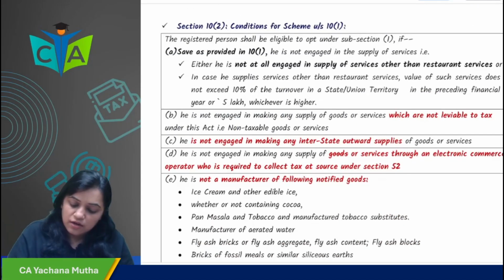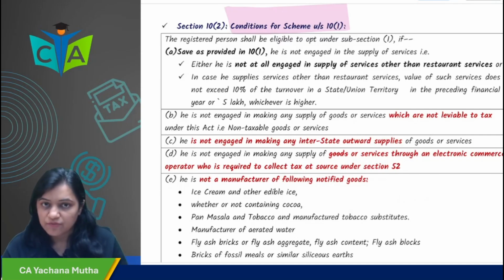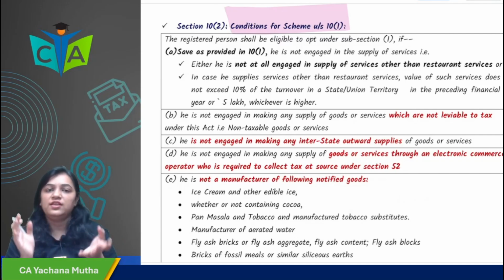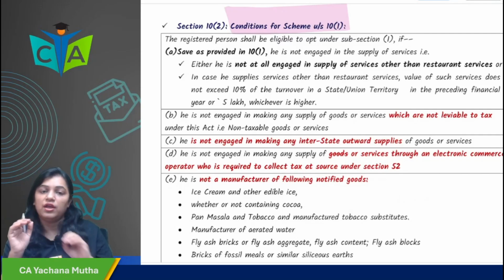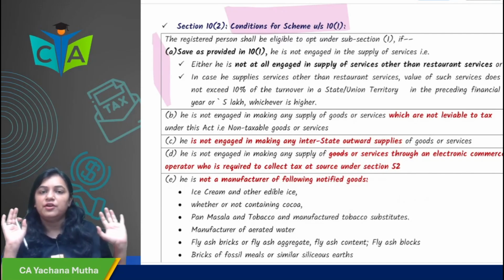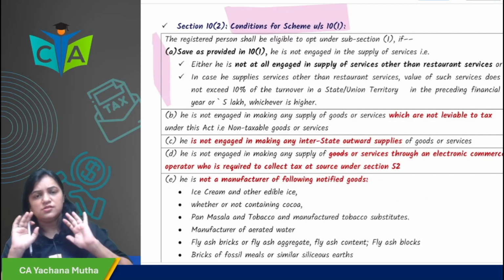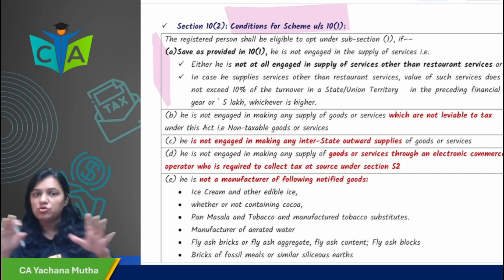Next, conditions for scheme under 10(1). What are the conditions for 10(1)? If you satisfy these conditions, then only you can take composition scheme under 10(1), otherwise not. Okay, so the first condition, simple, regarding service: you are not engaged in supply of service other than restaurant service. For restaurant service, composition scheme is available. In other service sectors, you should not be engaged.